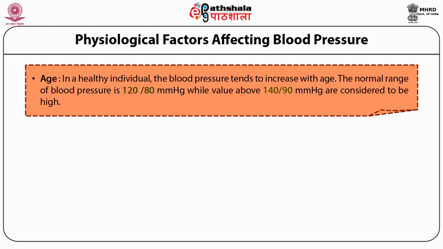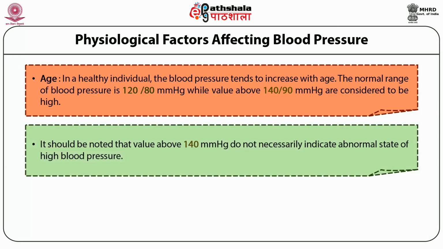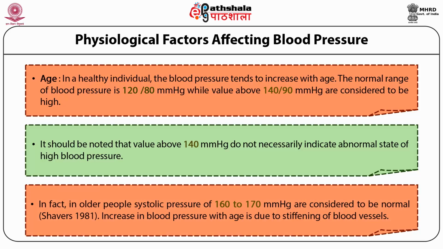High blood pressure damages the endothelial lining of blood vessels and leads to the development of cardiovascular diseases. It is to be noted that values above 140 mmHg do not necessarily indicate an abnormal state of high blood pressure. For some individuals, the abnormal value may be physiologically normal. In fact, in older people, systolic blood pressure of 160 to 170 mmHg is considered to be normal. An increase in blood pressure with age is due to the stiffening of our blood vessels.